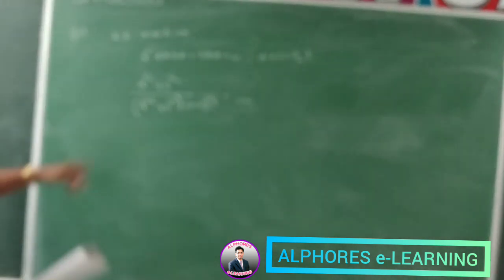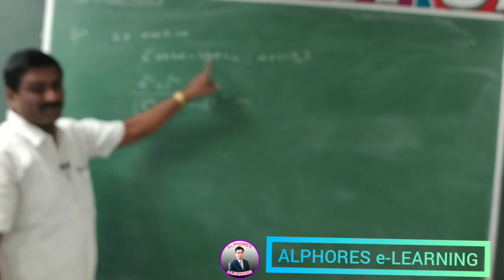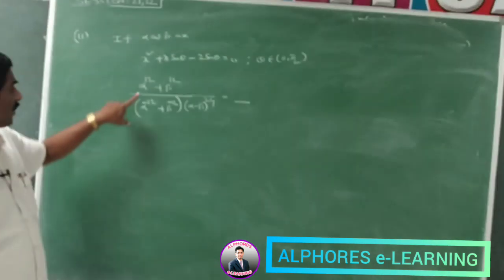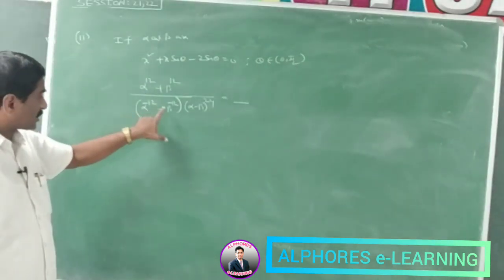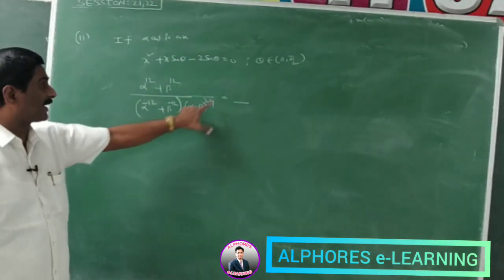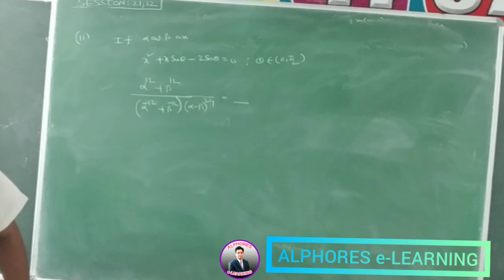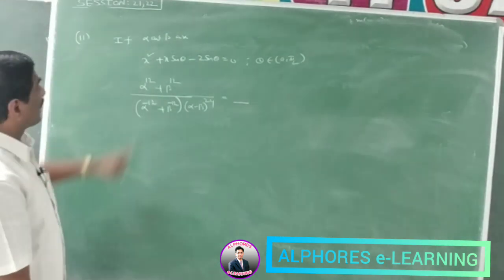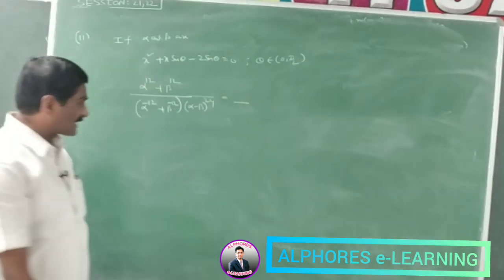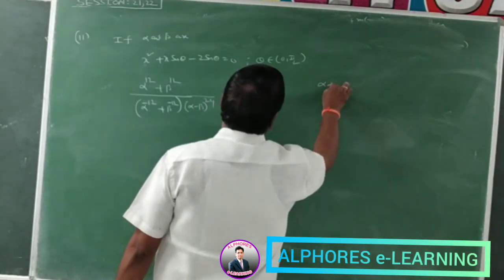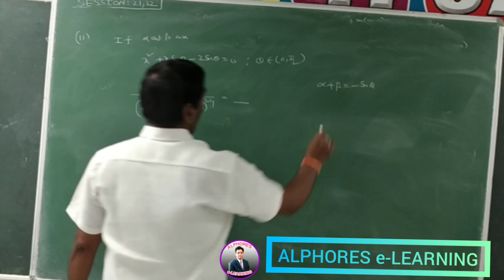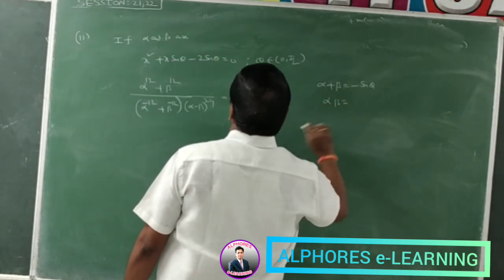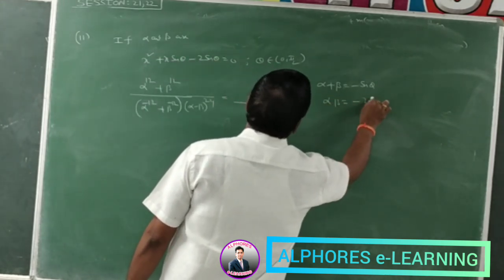If alpha and beta are the roots of this equation, theta belongs to 0 to pi by 2, then what is the value of alpha power 12 plus beta power 12 by alpha power minus 12 plus beta power minus 12 into (alpha minus beta) whole power 24. Okay. Here alpha, beta are two roots. That means sum of the roots alpha plus beta is equal to minus b by a, means minus sin theta. And product of the roots alpha beta is equal to c by a, means minus 2 sin theta.